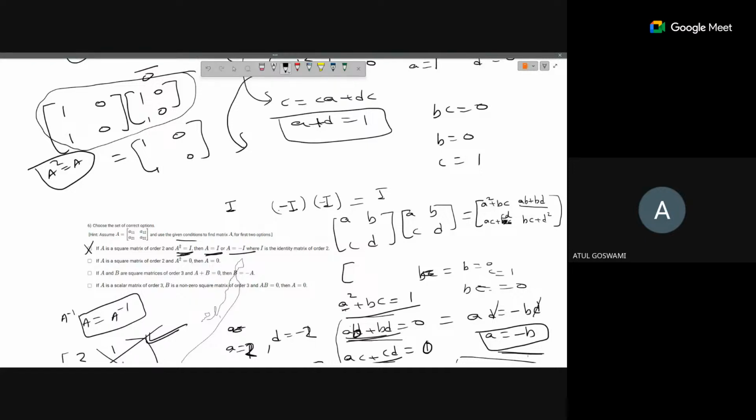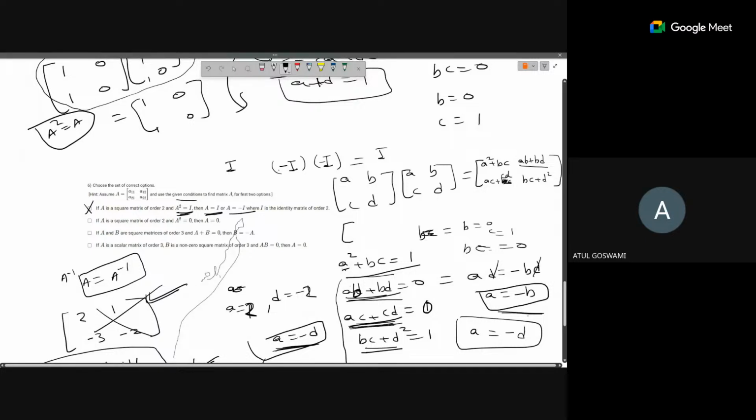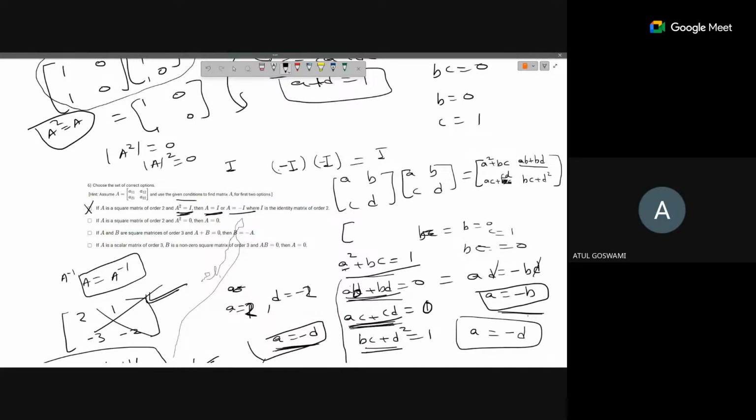So the second option is: if A is a square matrix of order 2, A square equals 0, then A is 0. So again, we can actually do the same thing. We can take the determinant on both sides. This is 0, and this is the determinant of A square equals 0. So determinant of A times determinant of A equals 0. Okay, we can write this. What it is saying: A is a square matrix of order 2, A square equals 0, then A is also 0.